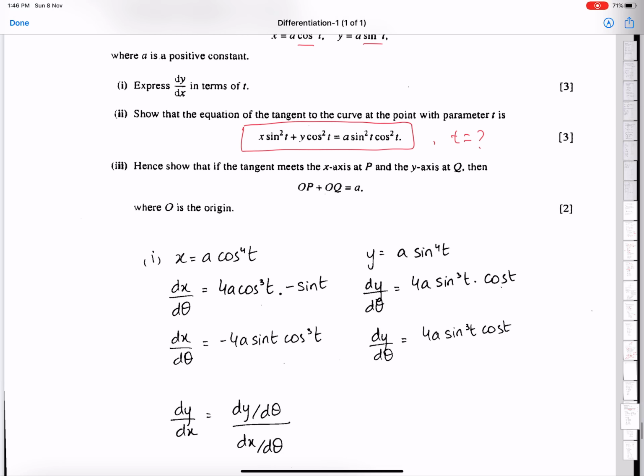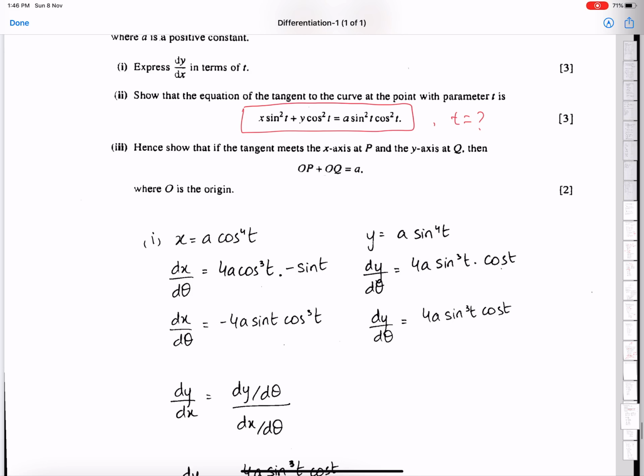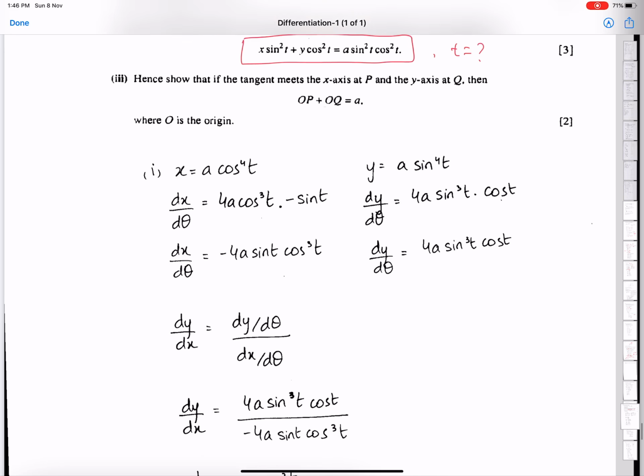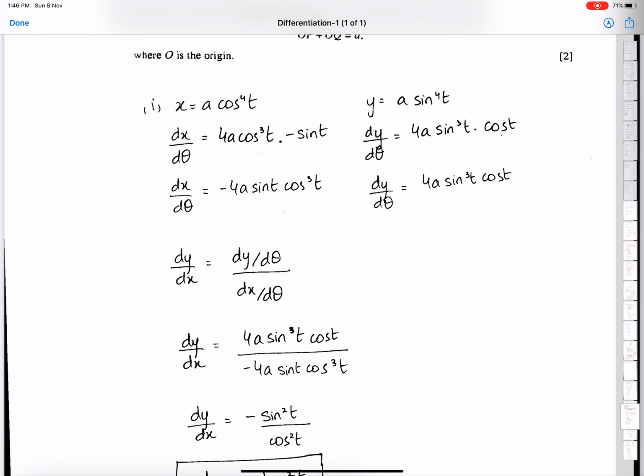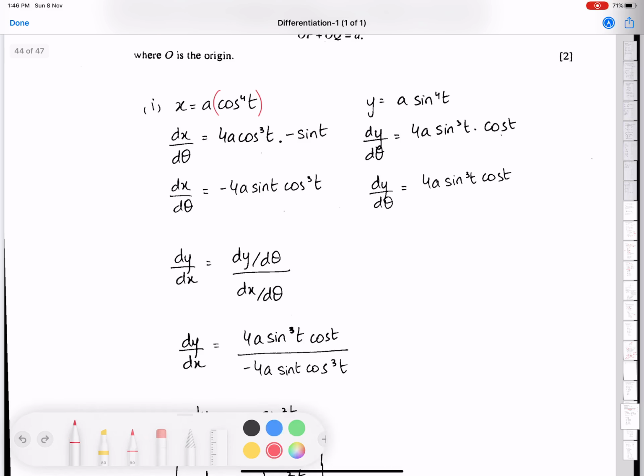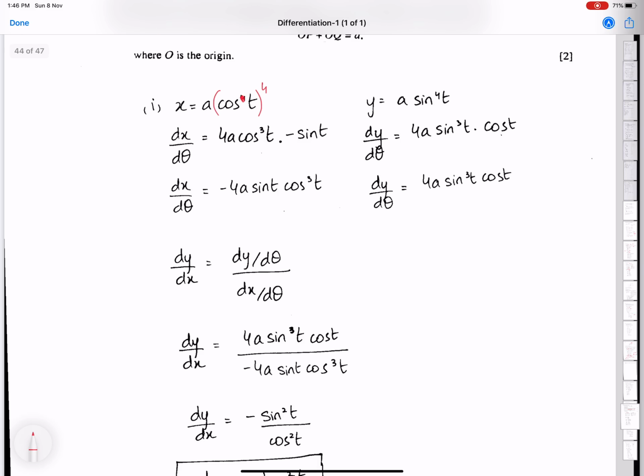Let's discuss the solution of this question. Number 1, we need dy upon dx. Since both functions are composite, differentiate these functions carefully. You can write this as (cos t) power 4, which will make your differentiation simple, and you can write this as (sin t) whole power 4.